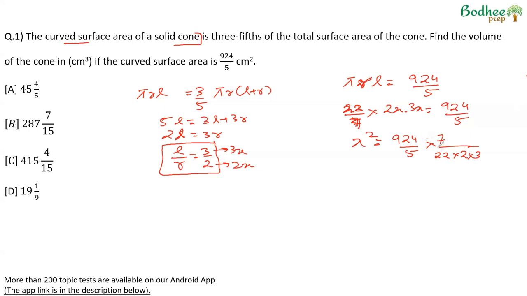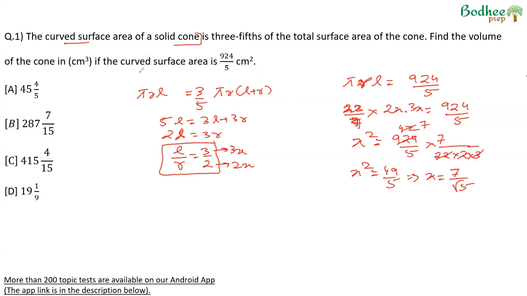924 will be divisible by 22. This will come out to 42. So x square comes out to 49 by 5, which means x is nothing but 7 upon root 5.